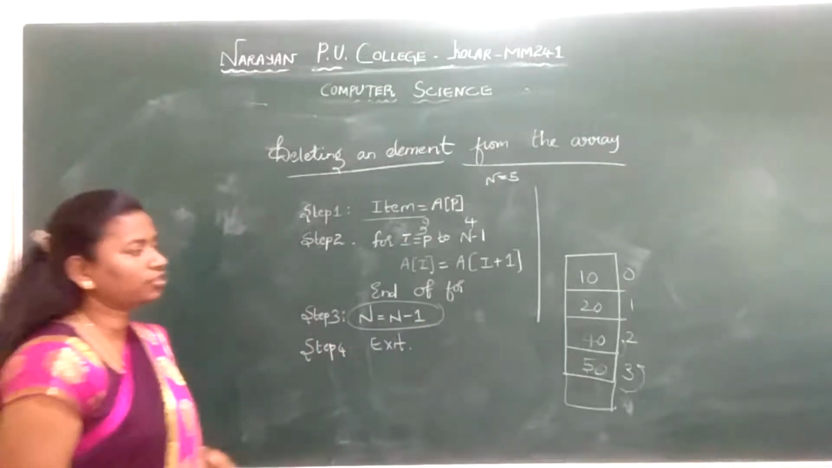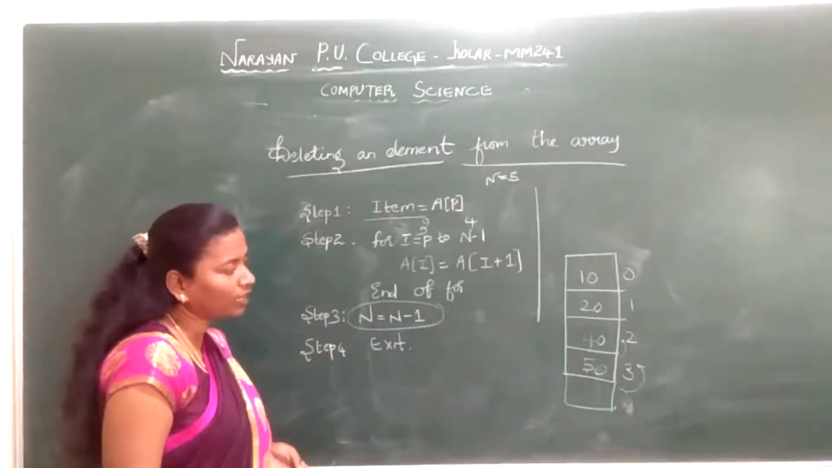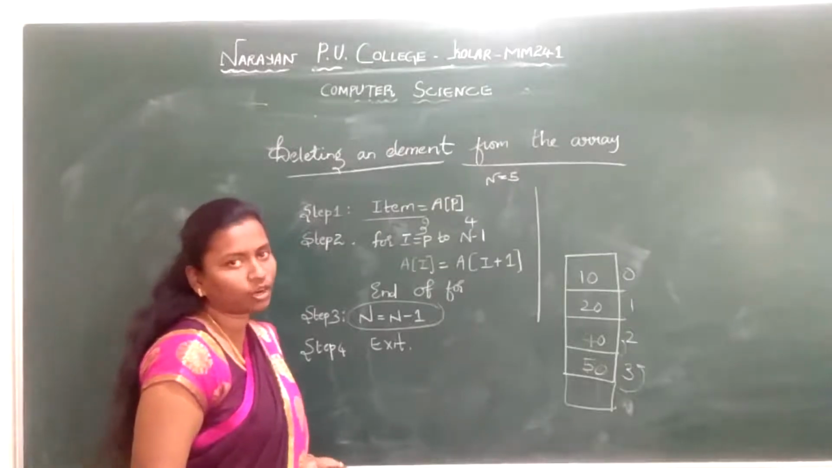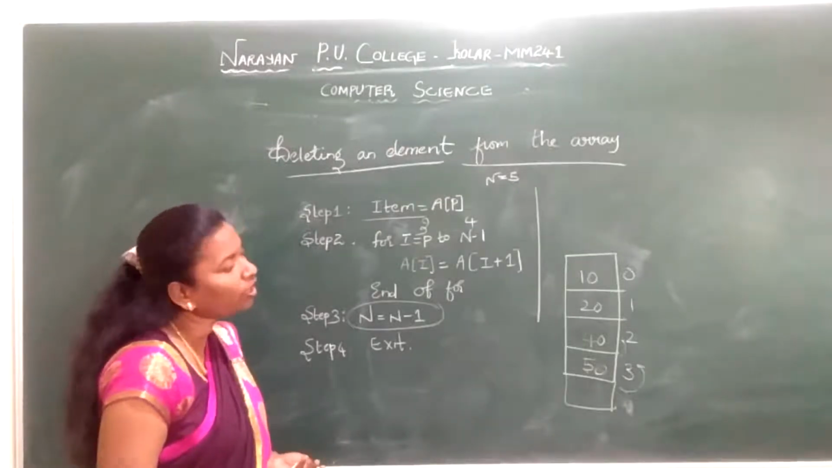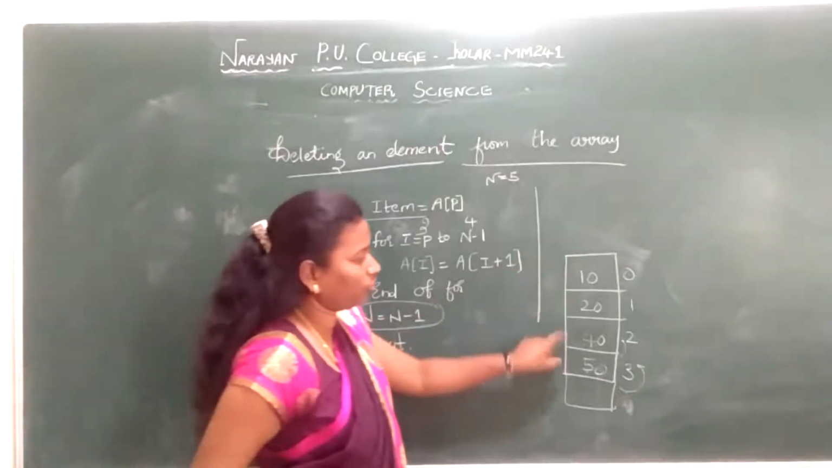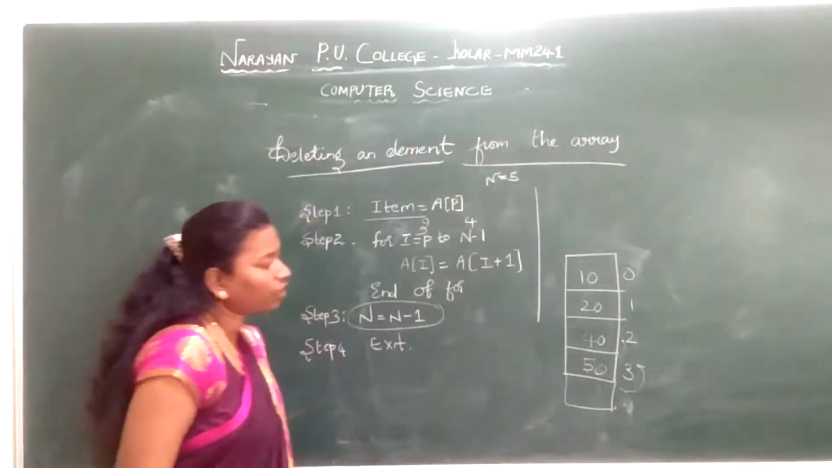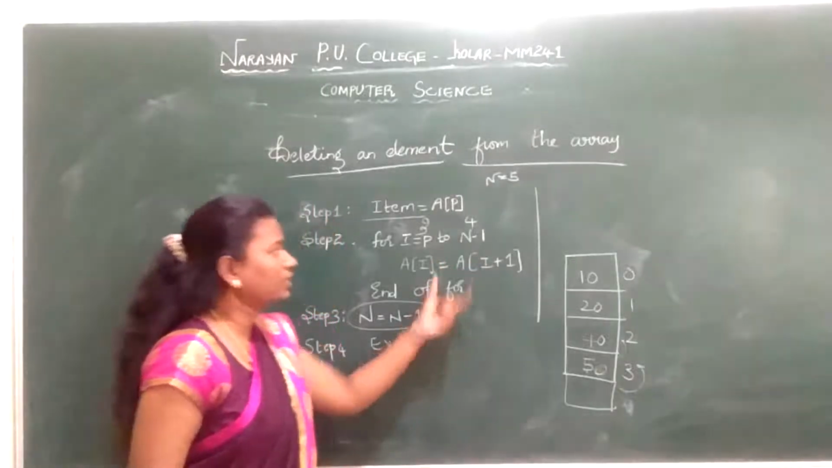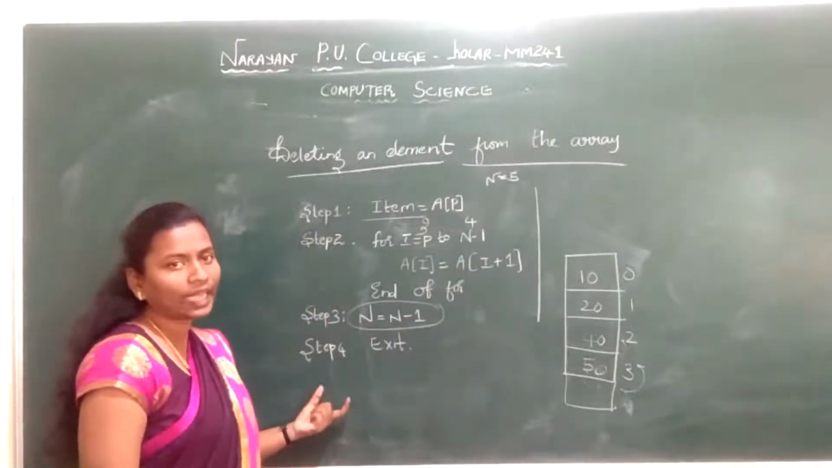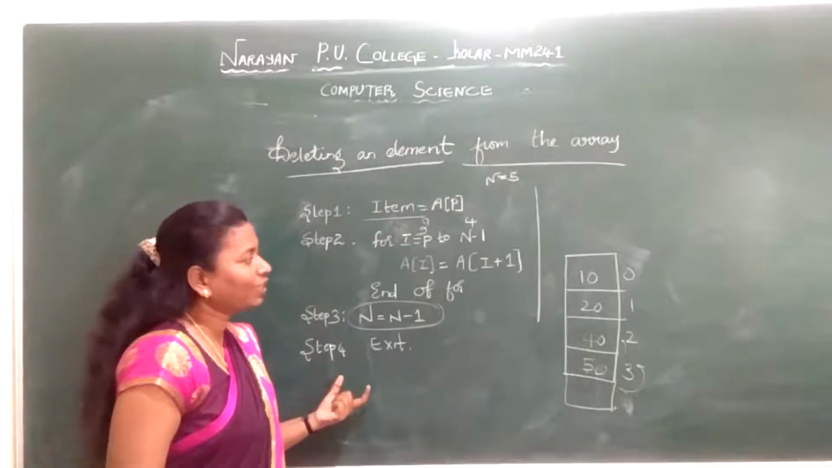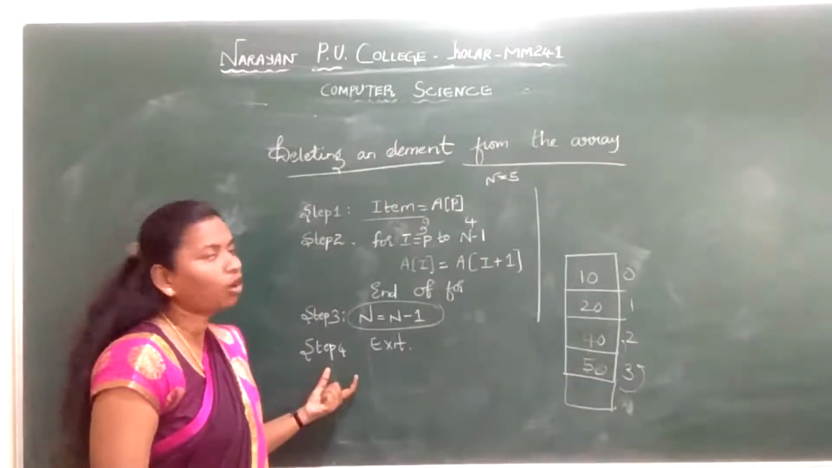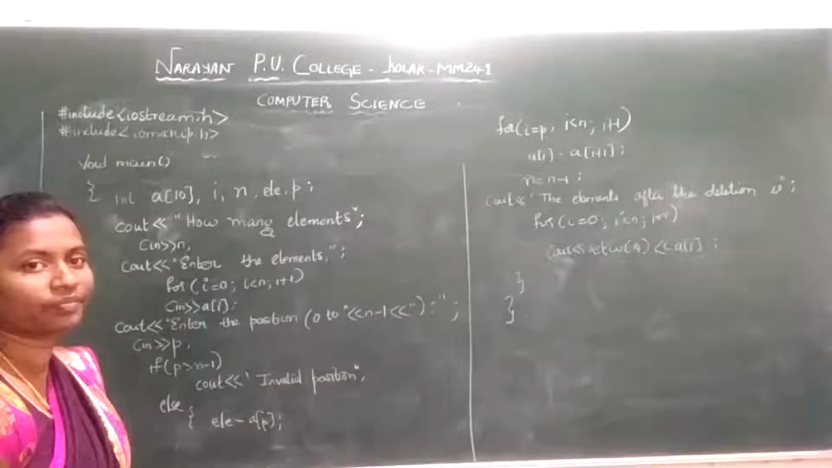If your array size is 5, it will be 1 less than what you have initialized. If it is 5, it is 4. Now see, your array size is 1, 2, 3, 4. Now if it is 5, your array size will be decremented by 1. Now we have only 4 elements. This is the algorithm for how to delete an element in an array. Next we will see the program, the implementation of this algorithm.